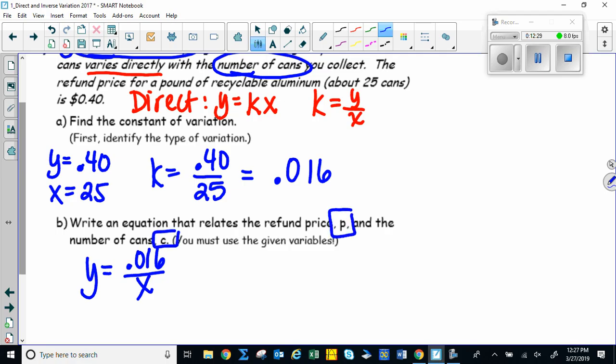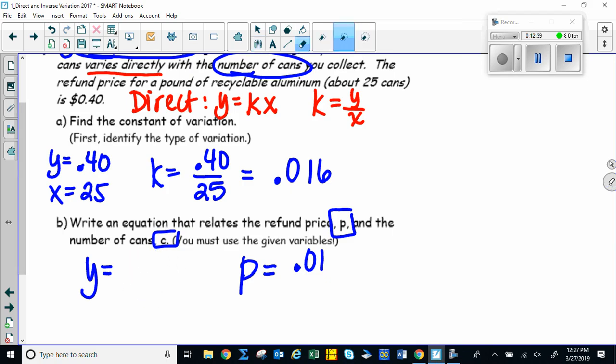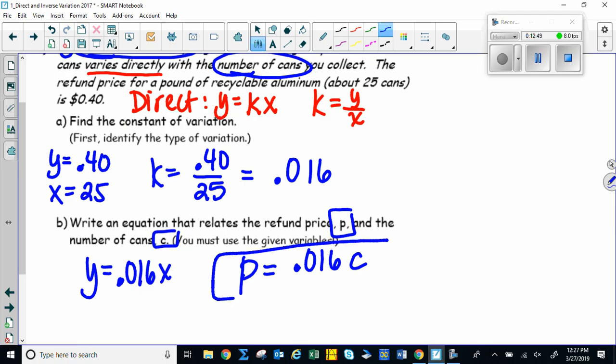So I'm going to rewrite this as my refund is equal to 0.01, ooh, hang on, direct variation, I wrote that problem right, didn't I? Oh, this isn't right. Yeah, multiply. Good. 0.016, right, 0.016c. There we go. So here's my final answer. I was writing inverse variation instead of direct variation. There we go. So now we have this equation that we can use to answer the next couple questions. So P equals 0.016c.